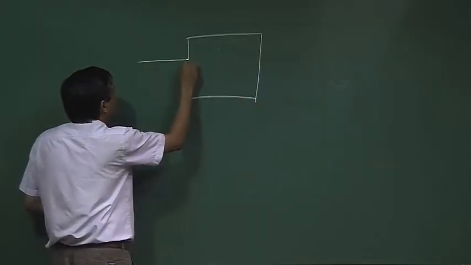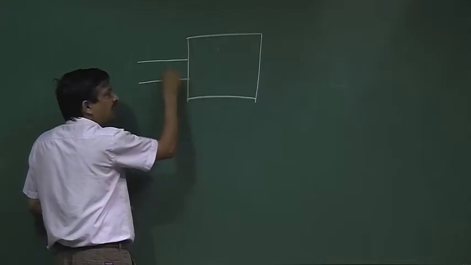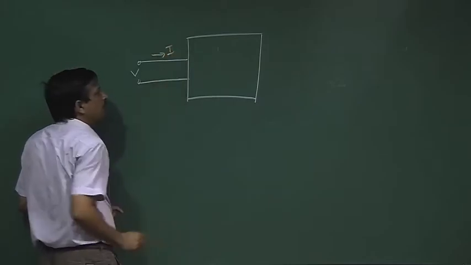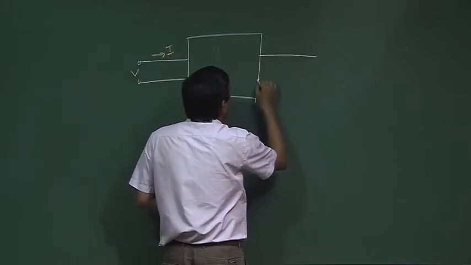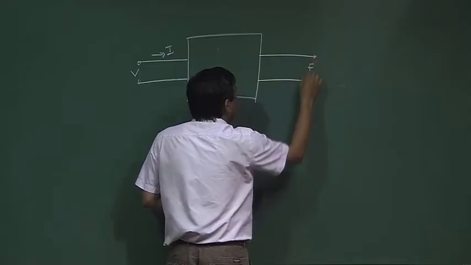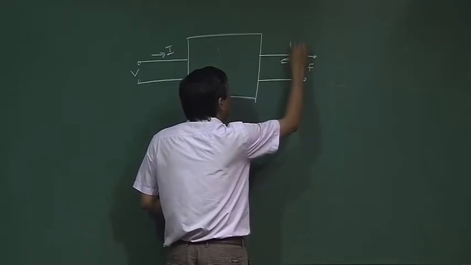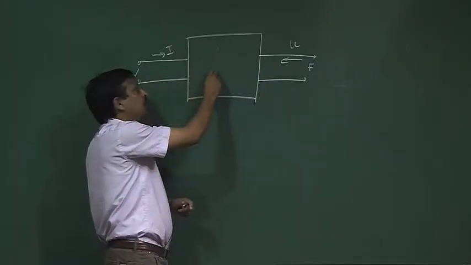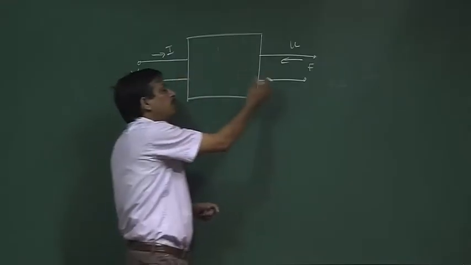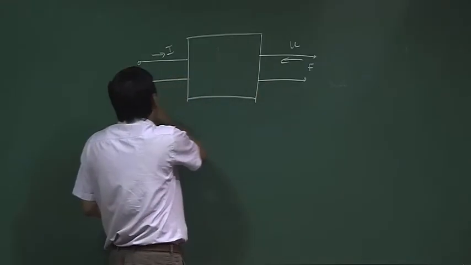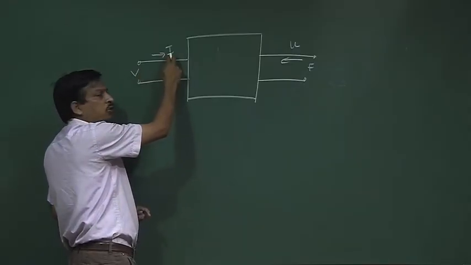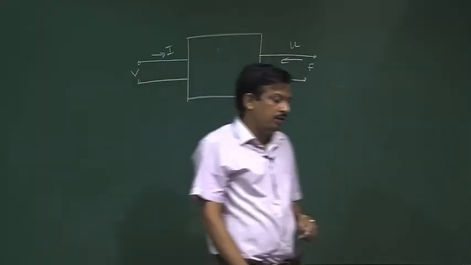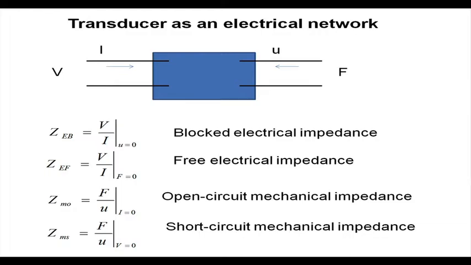I have a two-port network. On this side, this is the electrical side. I can apply a voltage V here, and a current I can flow here, and this is called the mechanical side. Again, there is a mechanical force F here and a particle velocity U acting here on the mechanical side. So, this is a transducer that has an electrical side and a mechanical side. On the electrical side, voltage V is applied and current I is induced, and on the mechanical side, force F is applied and U is the particle velocity. Okay. Then what will happen?